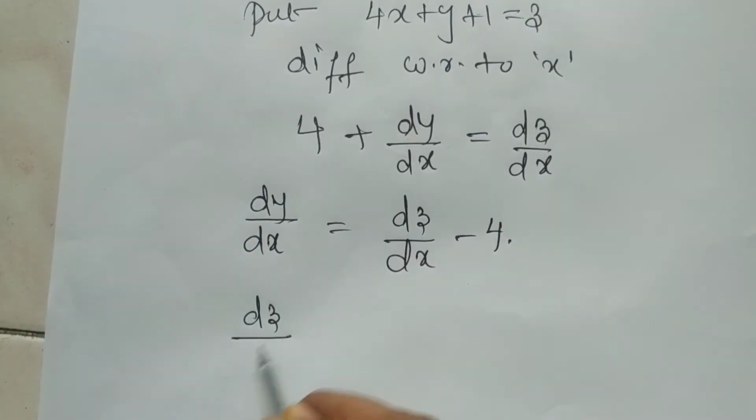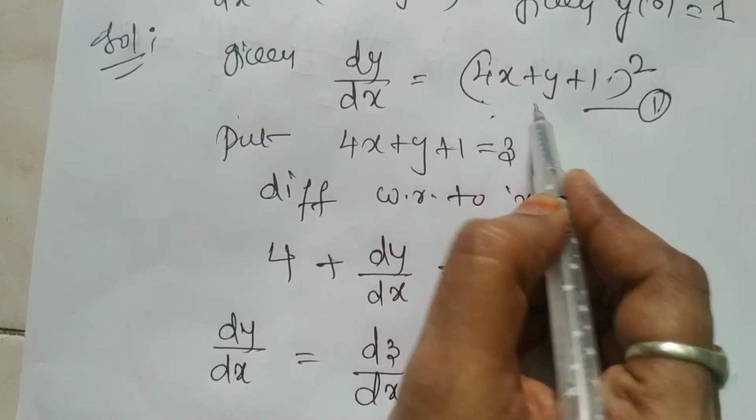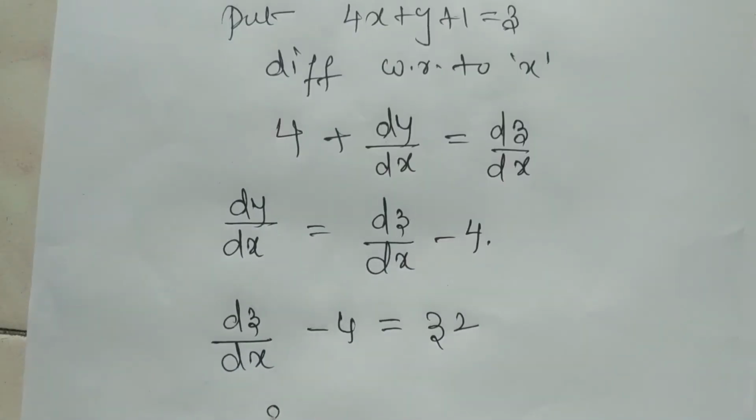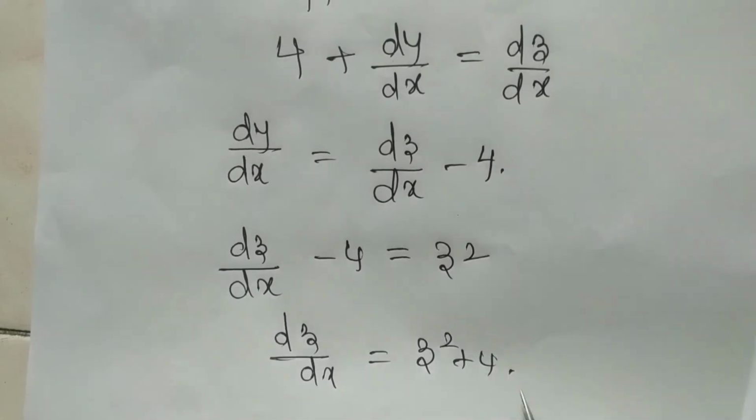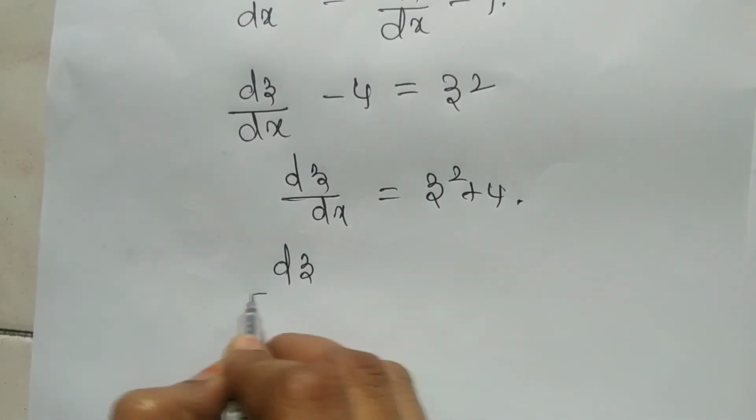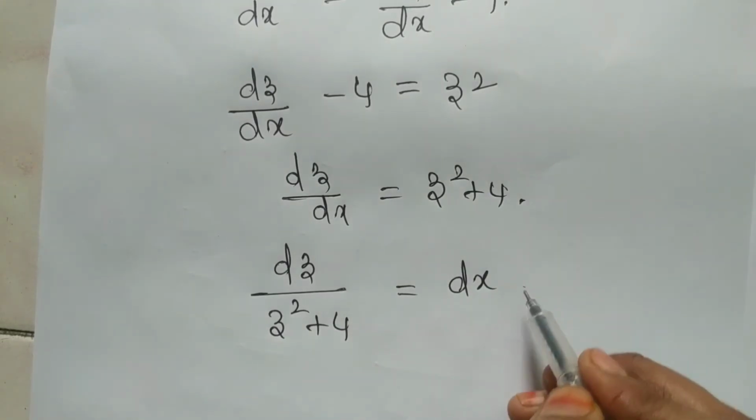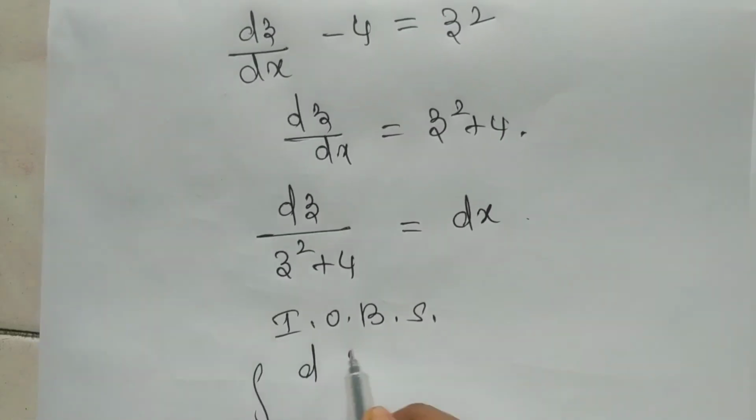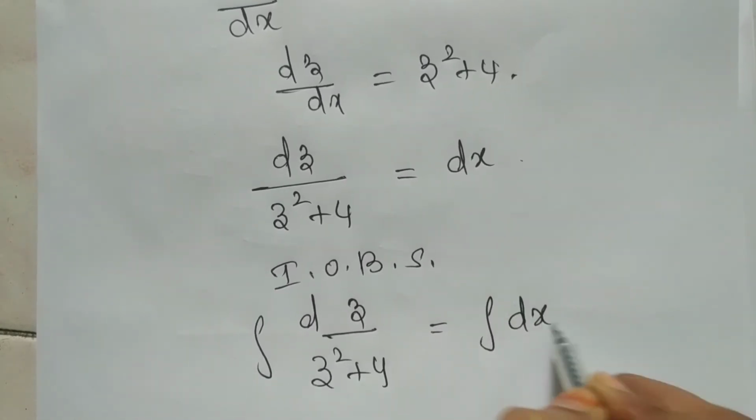So dz by dx minus 4 equal to, here 4x plus y plus 1 is equal to z, so z square. Then dz by dx equal to z square plus 4. So separating the variables, that is dz by (z square plus 4) equal to dx. So integrating on both sides, that is integration of dz by (z square plus 4) equal to integration of dx.